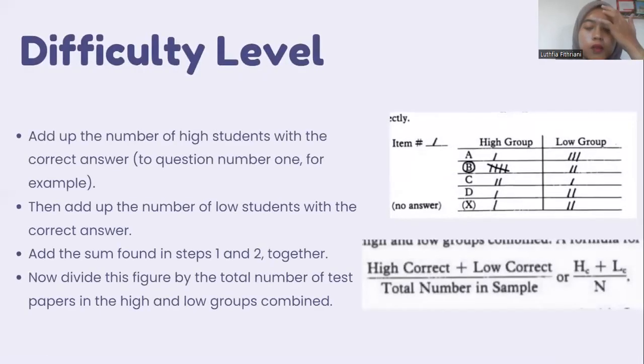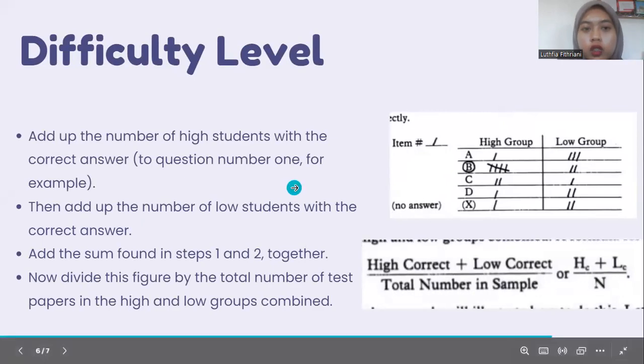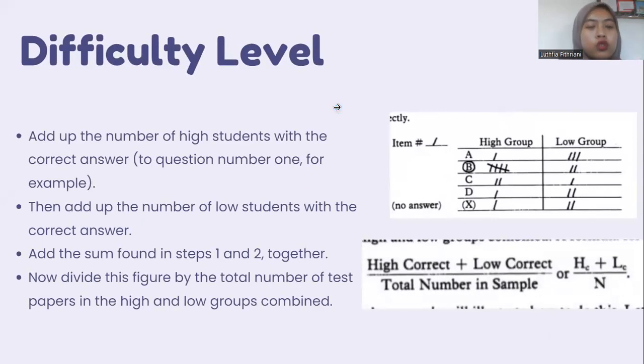After that, the second step that the teacher needs to follow is difficulty level. How to do this step or how to determine difficulty level. So after the teacher writes the item text, for example, question number one, and circles the correct answer, for example, the correct answer is B, the teacher should add up the number of high students with the correct answer. So the teacher should write the students in the highest group, how many students answered the question number one correctly.